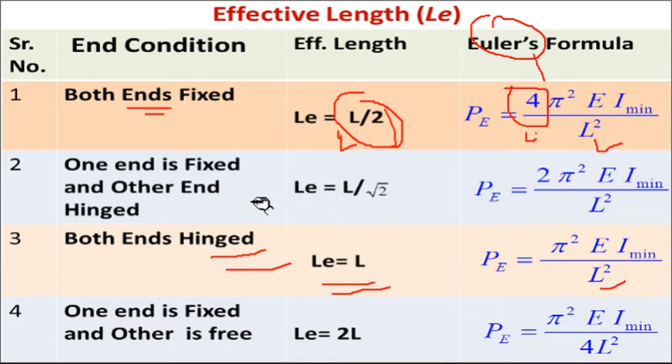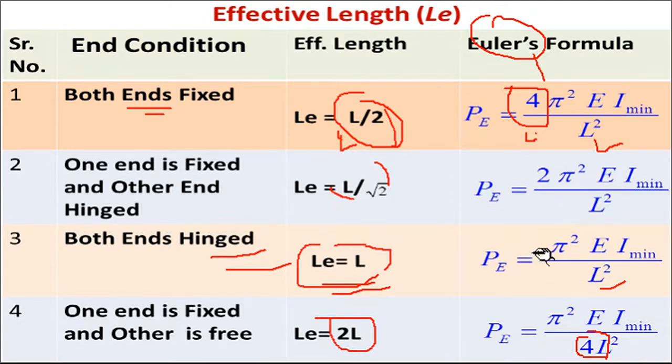Similarly, when one end is fixed and the other is hinged, L_e is equal to L by root 2. If you square this, it will be L square upon 2. Root 2 vanishes after squaring. L square upon 2, and that L square will be here and 2 will be on the numerator. Similarly, when both ends are hinged, L_e is L itself, so it will be L square. When one end is fixed, other is free, it is twice L. Twice L squared means 4 into L square, so 4L square is written here. That will be Euler's formula.